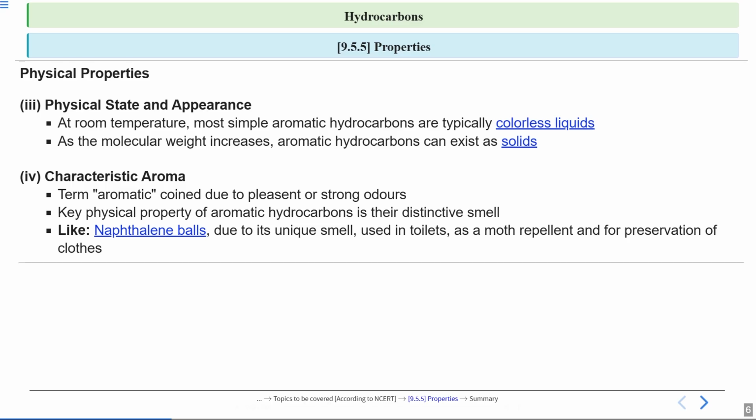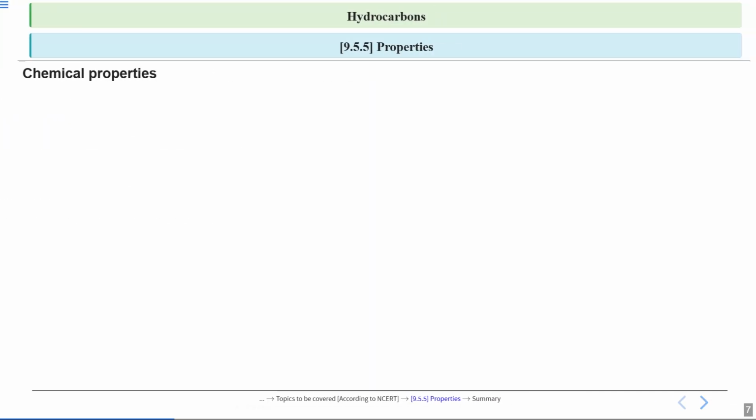So their aroma is not just a scientific curiosity, it has real world uses. Let us pause here and recap. Aromatic hydrocarbons are often colorless liquids or solids, and their strong smells make them easy to recognize.